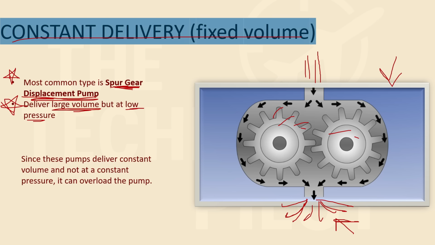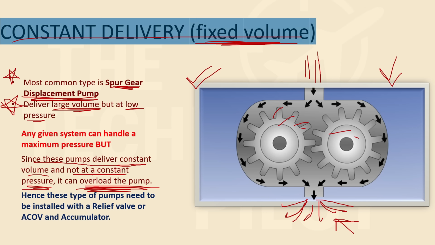And yeah, as I was saying, these pumps deliver a constant volume and not at constant pressure, right? Since this is a fixed volume pump, the volume will be constant, but the pressure is not. And since the pressure is not constant, it can overload the pump, right? The pressure can vary a lot. And the pressure is varying, but the system is designed to operate at a particular pressure. So if it goes beyond it or below it, then it will damage the pump, it will overload the pump, right? Hence, these type of pumps need to be installed with a relief valve or ACOV or accumulator.